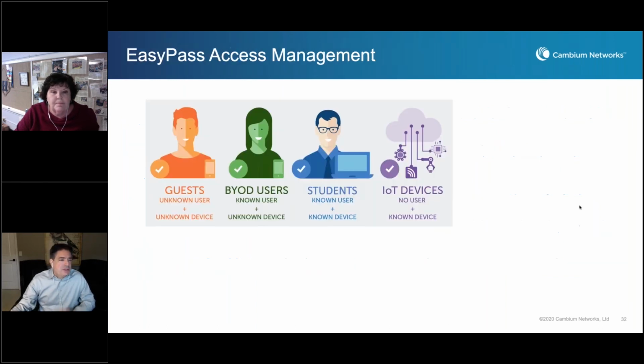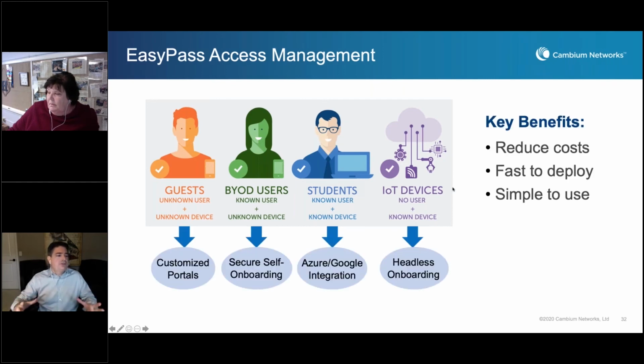I mentioned a little bit about the access management related to Microsoft and Google integration, and what this is really part of is an EasyPass solution that is geared towards getting any kind of user or device on the network as simple and as easy as possible. And so we have a package solution that comes as part of the package at no extra cost for educational customers, where you get this onboarding and connectivity solution.